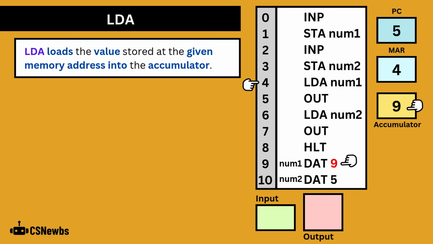We want to output the values in the order that they were input, so we will load the value from the address labeled num1, then we output it. Now we load the value from the address labeled num2 and we output that, and stop the program.